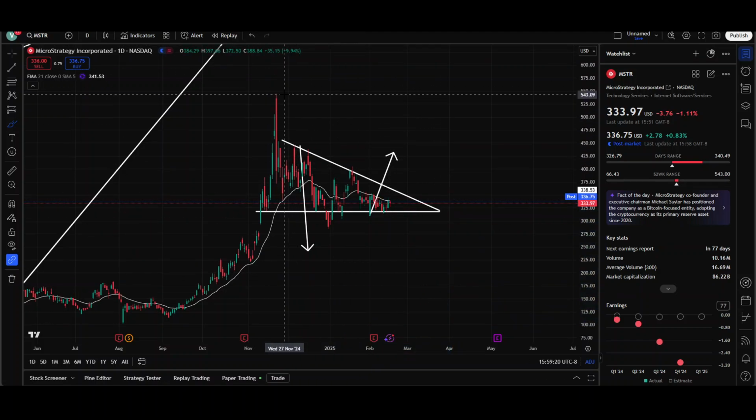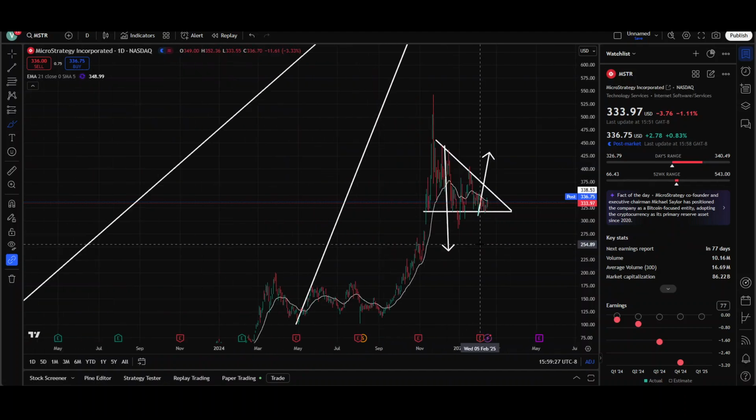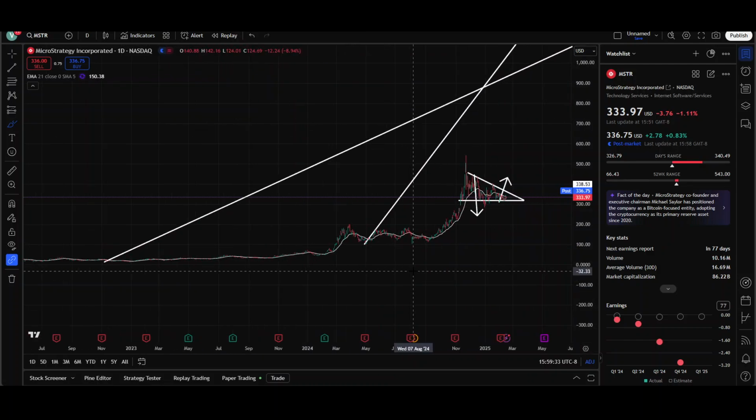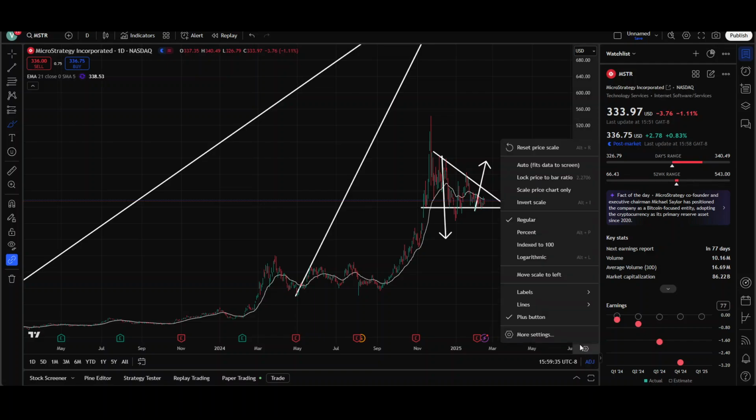I think a lot of people are expecting this to be a top right here. And the reasoning behind that is they're saying back in the prior bull market, I think it was 2021, right over here, this peak right here. I'll show you guys that more on the weekly chart. I'll show you guys that right now.